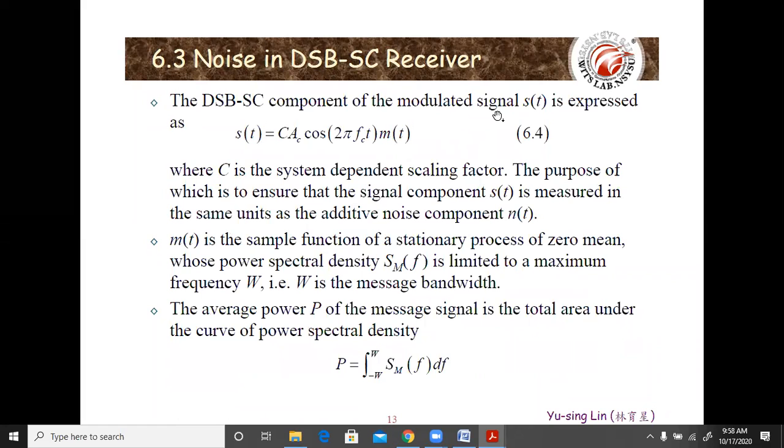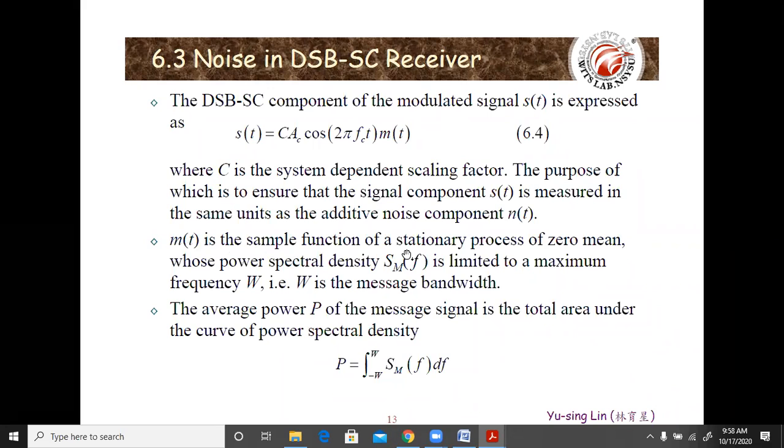The DSB-SC component of the modulated signal s(t) is expressed as s(t) = C Ac cos(2 pi fc t) m(t), where C is the system dependent scaling factor. Its purpose is to ensure that the signal component s(t) is measured in the same units as the additive noise component n(t). The additive noise component n(t) is the narrow band noise component, which is part of x(t). x(t) is s(t) plus n(t).